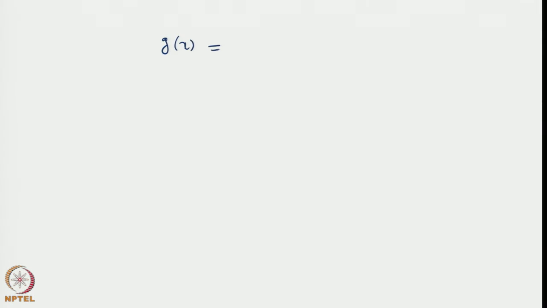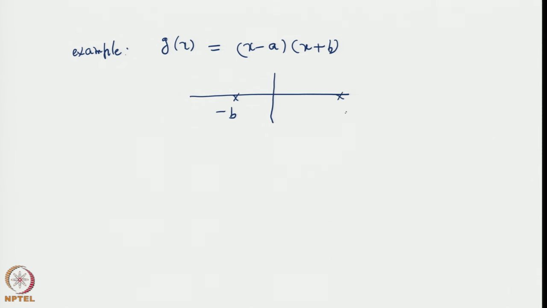Let us take an example of a function g x equal to x minus a into x plus b. So, it is basically a quadratic function. It has two zeros. If a and b are positive, it has one zero at minus b and another zero at a. So, it could be a function like this. Now, we want to express delta of g x.